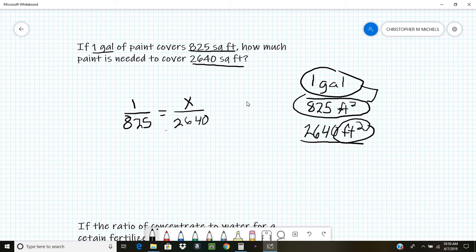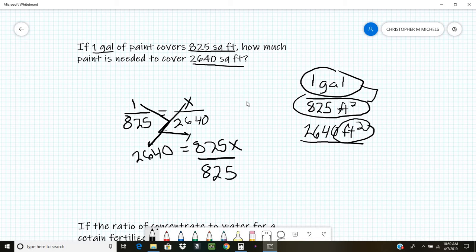Overcomplicate things. So now we go ahead and multiply. So we do 1 times 2640. That'll give me 2640. Don't need the calculator for that one. X times 825 gives me 825x. So then we just go ahead and divide both sides by 825. So we're left with x on this side. Sorry, these cancel out, or they become 1. They don't really cancel out.